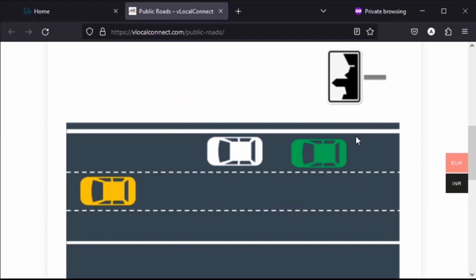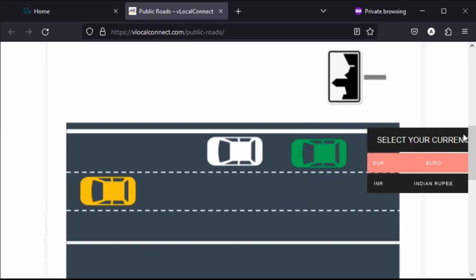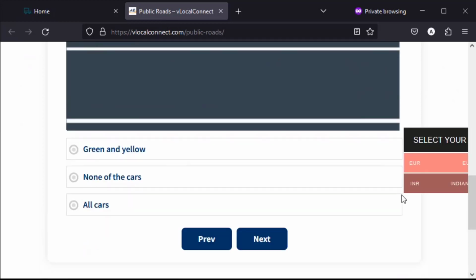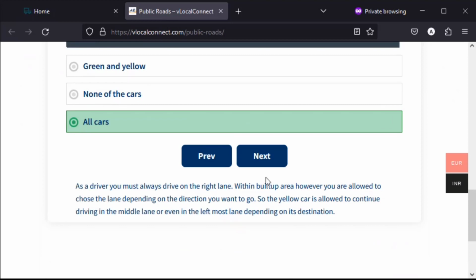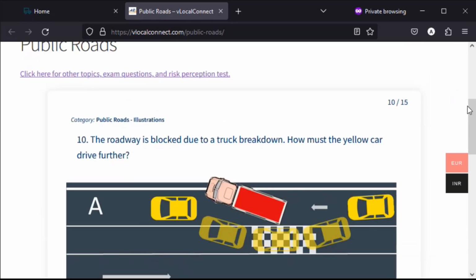So within a built-up area, all the 3 cars are driving correctly. If this question was outside a built-up area, then definitely these 2 would have been the correct way to drive a car. So now it's all the cars. Okay, so let's move on. You can read the explanation. You can take the test by yourself and read the explanation.